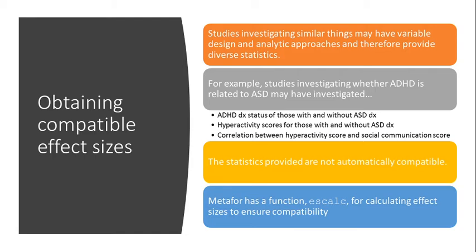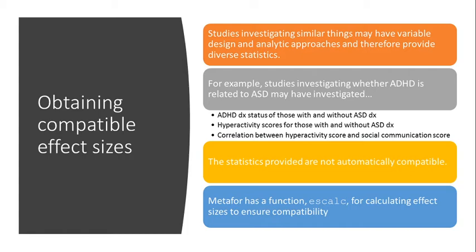So all of those studies might be investigating relationship between ADHD and ASD, but they've all done it in a different way, and they're going to give you different summary statistics. So in order to kind of run a meta-analysis on that, you would need to convert these summary statistics into something that's compatible. So yes, Metafor has this function called escalc, effect size calc, for calculating effect sizes to ensure compatibility.